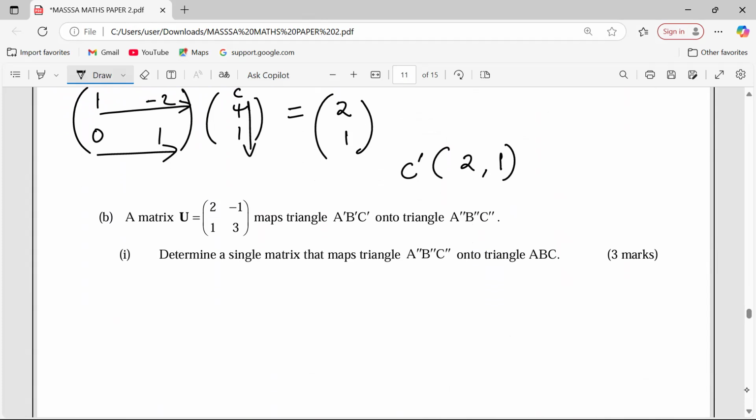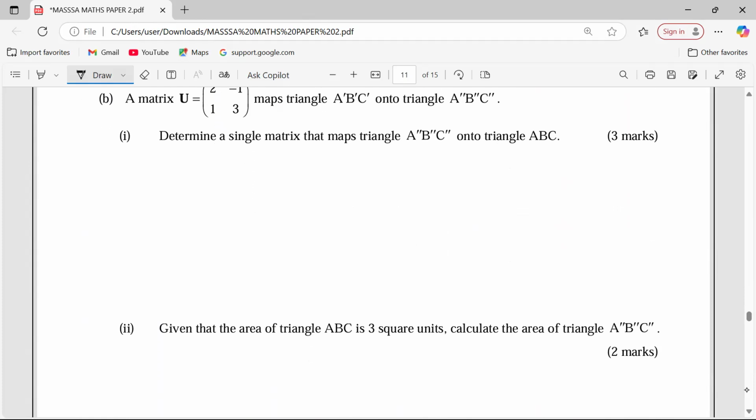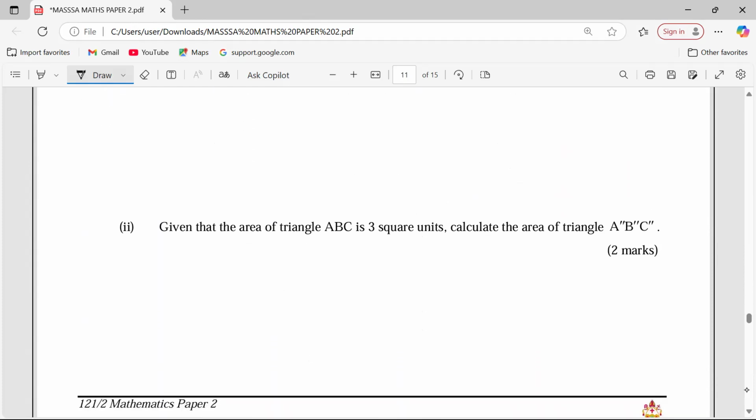That maps triangle A double prime, B double prime, and C double prime onto triangle ABC, the original triangle. So we have several approaches here that we can follow, and they are all sure methods. Let me choose one, which I hope you shall cooperate with us.